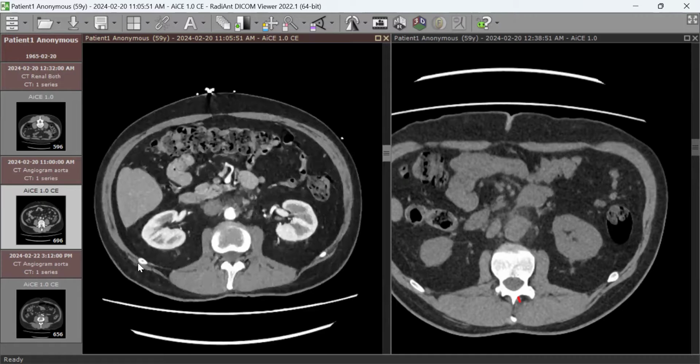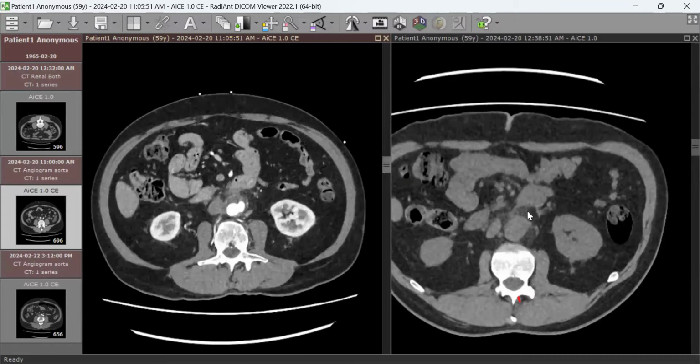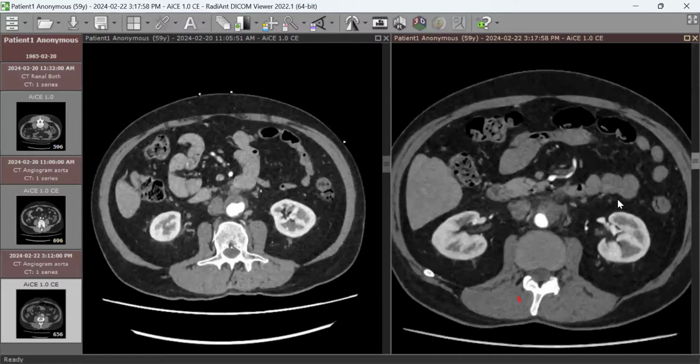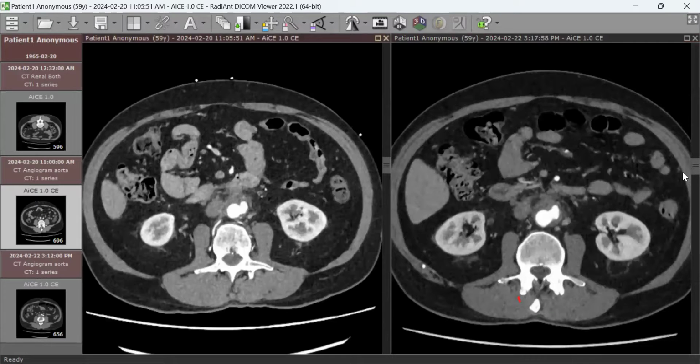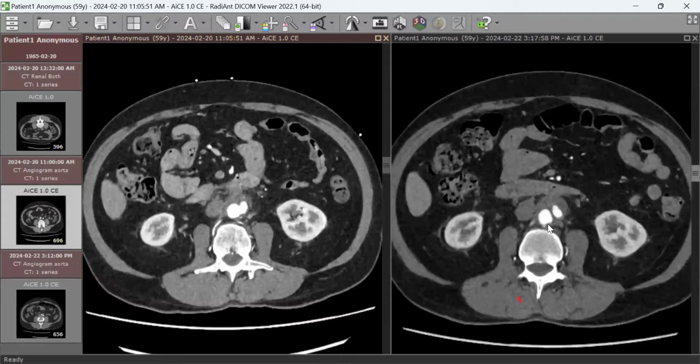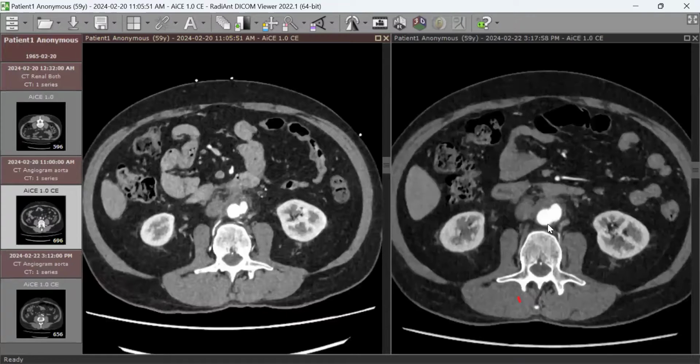And I'll show you the latest scan, done only 2 days after the CT aortic angiogram, showing basically the same findings, but measuring it, it's slightly enlarged. So what do you recommend for this patient? About management, yes, please.